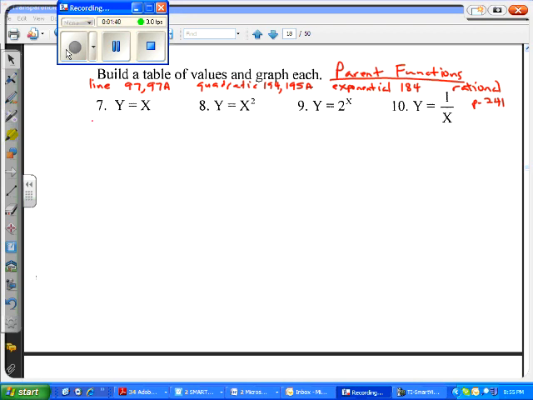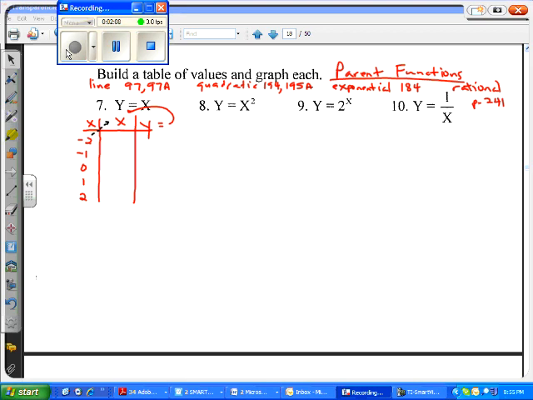Y equals x, the parent function of a line. To build a table, we would start with x because it is the domain or the independent variable. We solve for y because it is the range or the dependent variable. We put what y is equal to in the middle. For x, we're going to choose -2, -1, 0, 1, and 2, unless the slope is a fraction, in which case we would choose multiples of the denominator for x. And I'm quoting page 97A.